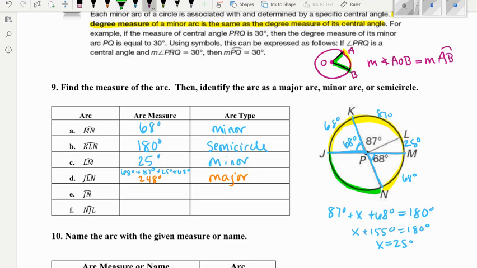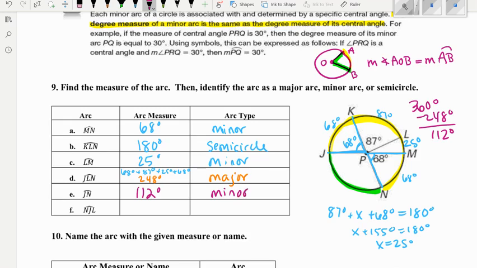So we know all the degrees in the circle add up to 360 degrees, and we just found that the arc JLN, which is the one in yellow, is 248. We can subtract 360 degrees minus the 248 degrees, which gives us 112 degrees. Of course, that's a minor arc because it's less than 180 degrees.